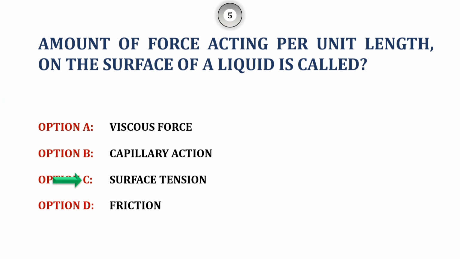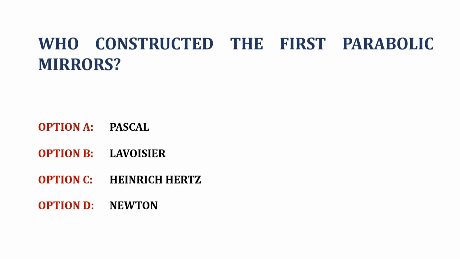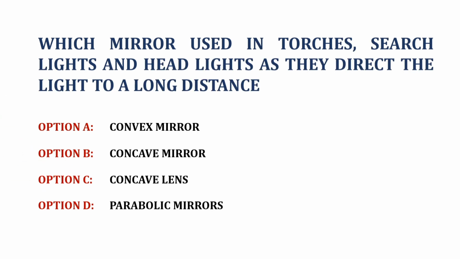Option C. Surface tension. Which mirror used to magnify the object placed close to them? Option A. Concave mirror. Who constructed the first parabolic mirrors? Option C. Heinrich Hertz. Which mirror used in torches, searchlights, and headlights as they direct the light to a long distance?